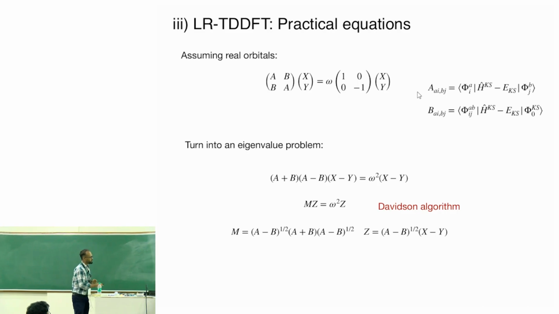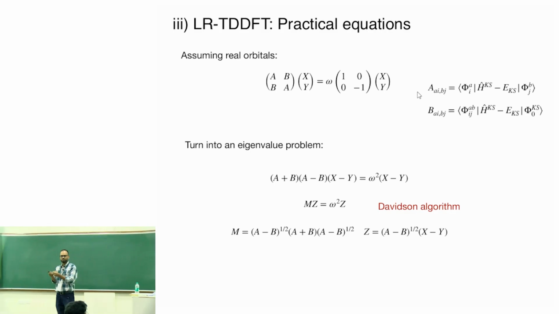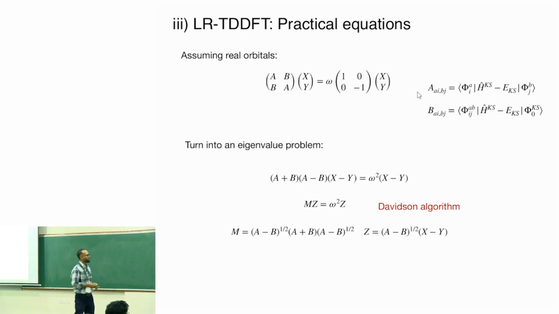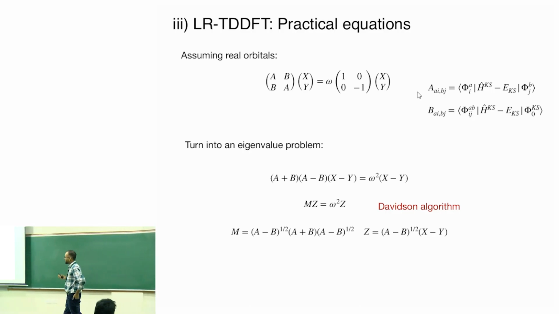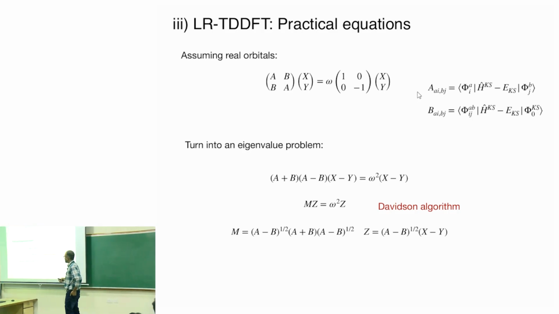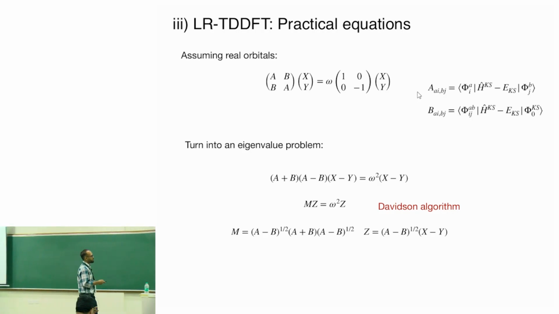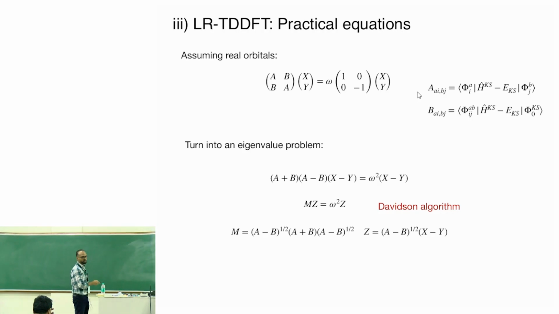Now you can apply something like a Davidson algorithm to figure out a few lowest eigenvalues, okay? So what is M there? M is (A minus B)^1/2 multiplying both sides of the (A plus B) matrix. And your eigenfunctions are going to be (A minus B)^1/2 times (X minus Y), okay? So you have turned a non-eigenvalue equation into an eigenvalue equation, but the eigenvalues you're going to get are omega squared now. So you'll have to take the square root of that to get the correct eigenvalues, okay?